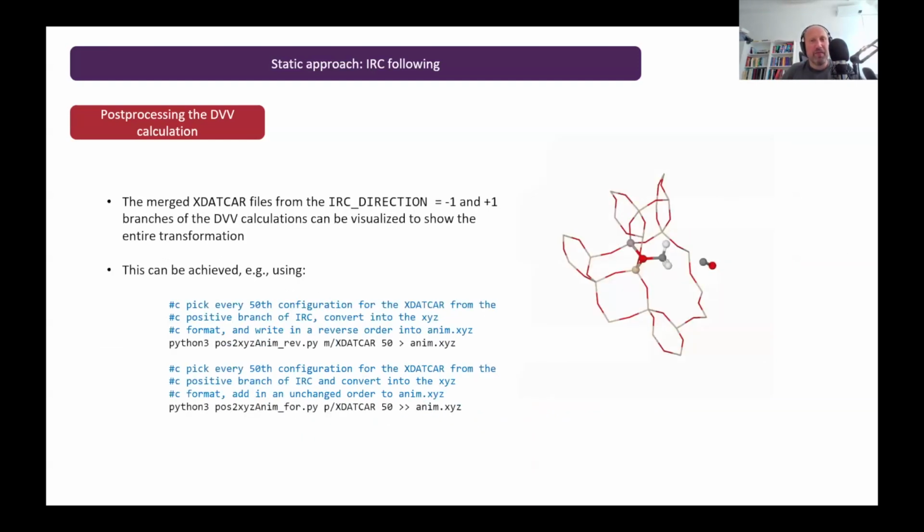Another useful thing is you can merge XDATCAR files produced from the 2 different branches of the calculation, and then you can see what motions individual atoms underwent during the transformation. So you can produce movies like that showing the whole transformation path. Now here the post-processing is a little bit more complicated, so we prepared some tools with which you can manage that. And by the way, all these Python scripts, which I'm mentioning in my talks, will be available for you in the hands-on session.